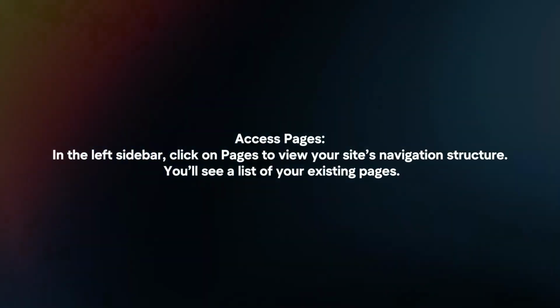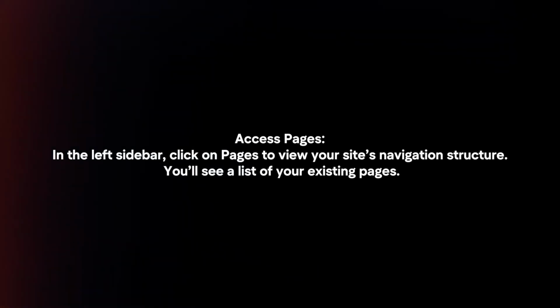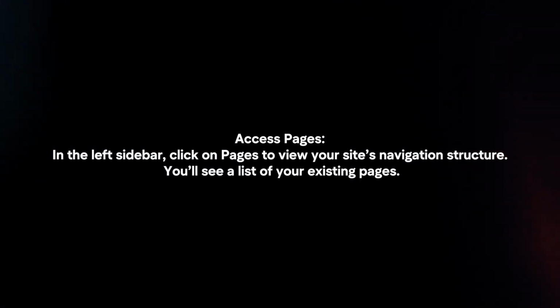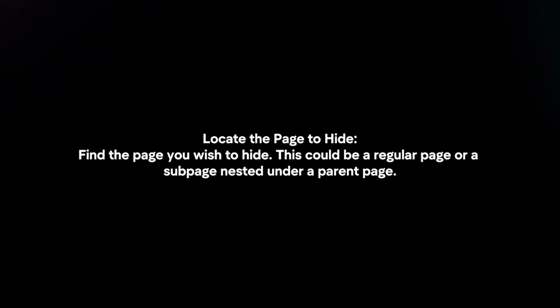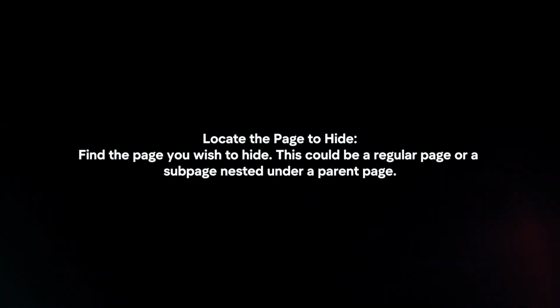Access Pages. In the left sidebar, click on Pages to view your site's navigation structure. You will see a list of your existing pages. Locate the page to hide. Find the page you wish to hide. This could be a regular page or a subpage nested under a parent page.